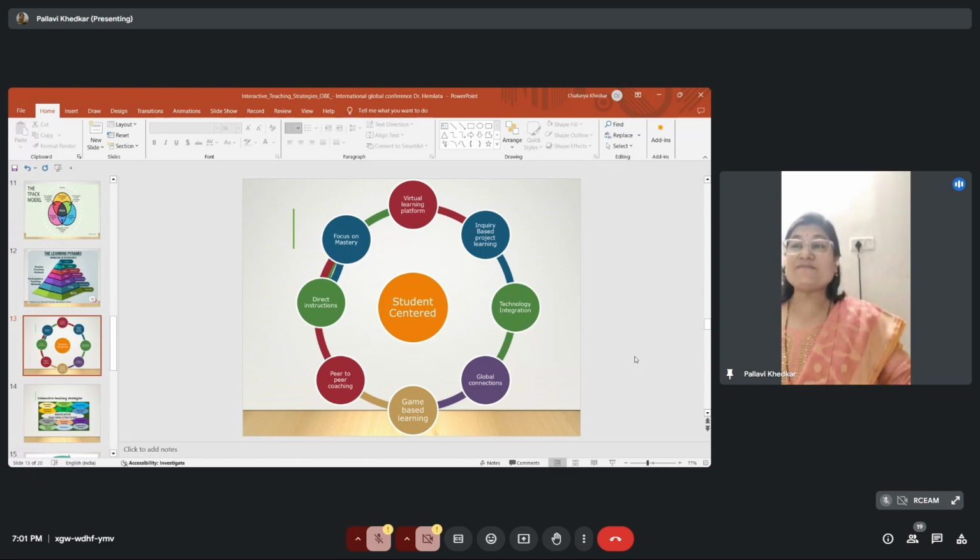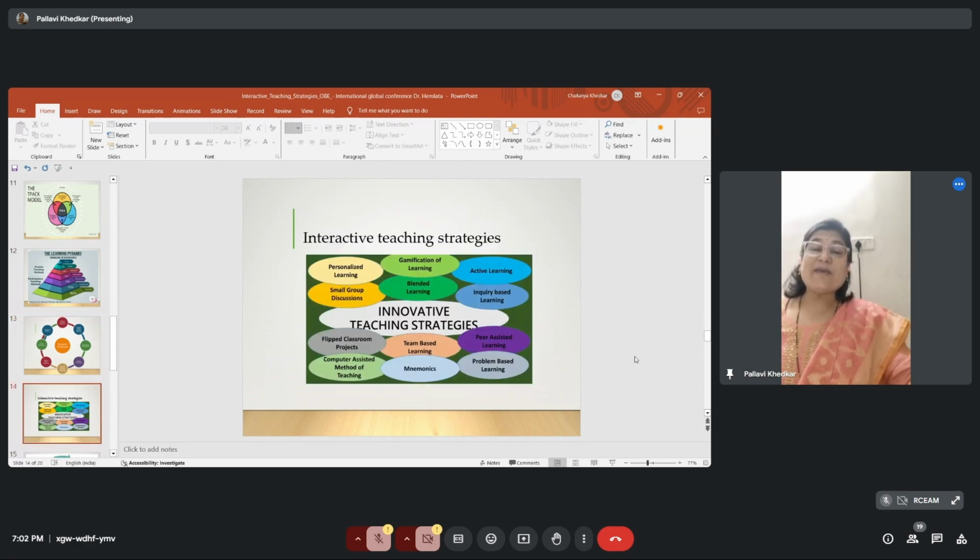Therefore, we have to begin with virtual platforms. We have to begin inquiry-based projects. We have to begin with technology integration. We have to begin with global connections, game-based learning, peer-to-peer coaching, direct instruction, and focus on mastery. So they have to learn all these things with different types of modes in the class.